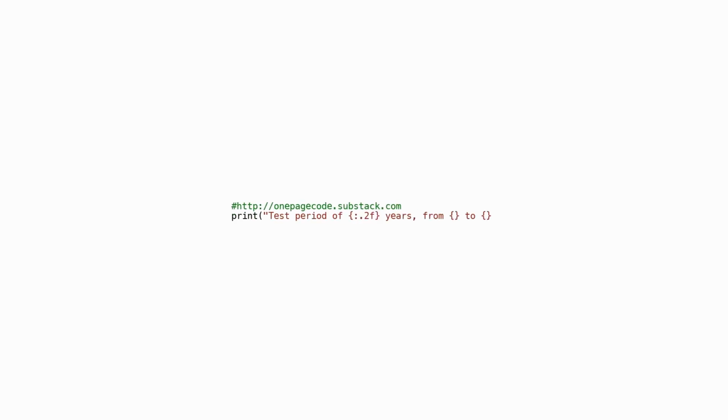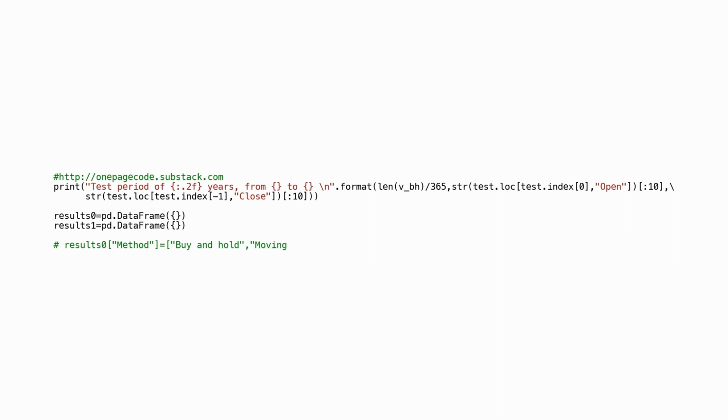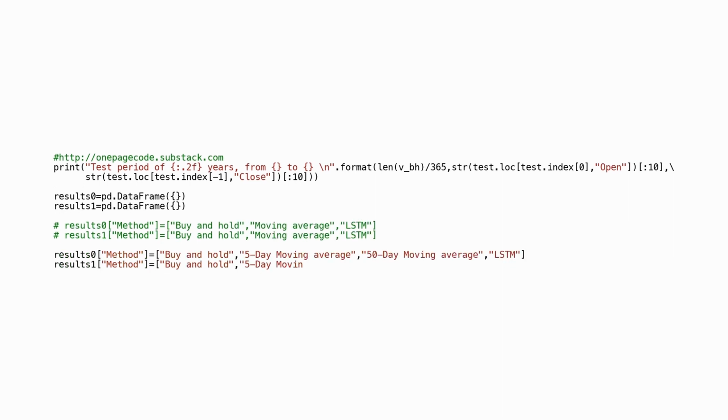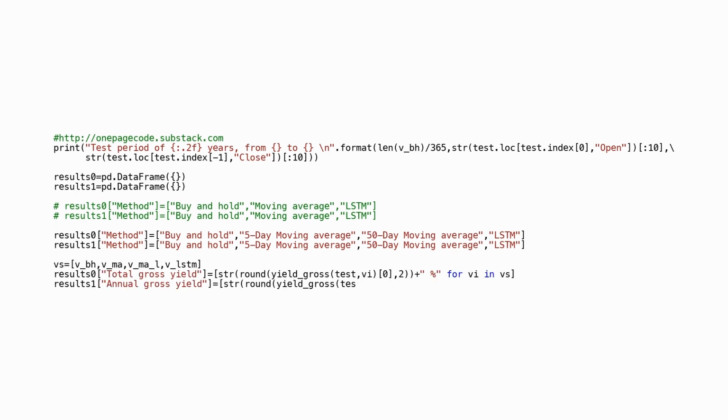The code prints a string containing information about the test period, starting and ending values, as well as information about the dataset. Following that, the information about different investment strategies is added to 2 empty data frames.